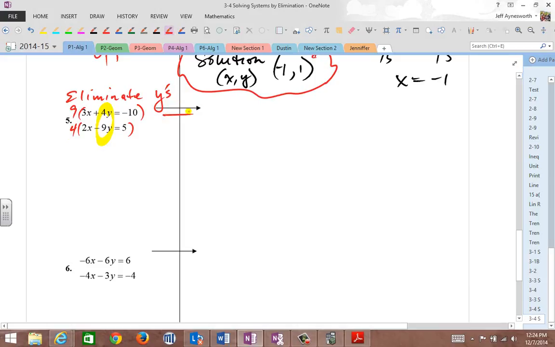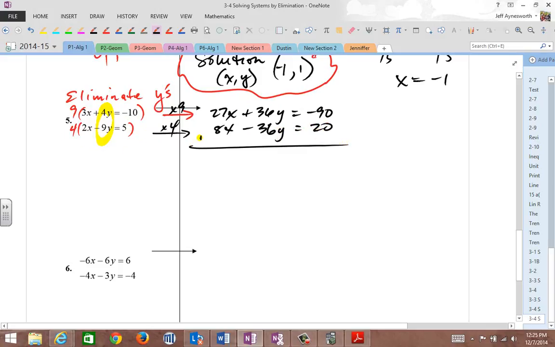Here we go. So my first equation here, we're going to multiply it by 9. So I get 9 times 3x is 27x. 9 times 4y is 36y. And then 9 times negative 10 is negative 90. The second one I want to multiply by 4. So 4 times 2x is 8x. 4 times negative 9y is a negative 36y. There are the opposites right there. And then 4 times 5, that's just 20.